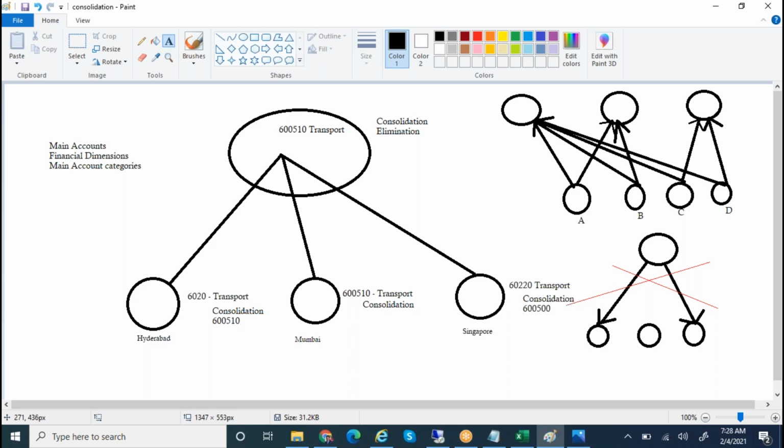Sir, one question here. For the Hyderabad legal entity and the Singapore legal entity, you are creating one more main account, 600510, and then making consolidation? No, we are not creating one more chart of accounts. There is a text field, and in that text you are entering this number. That's it. It's a text field.